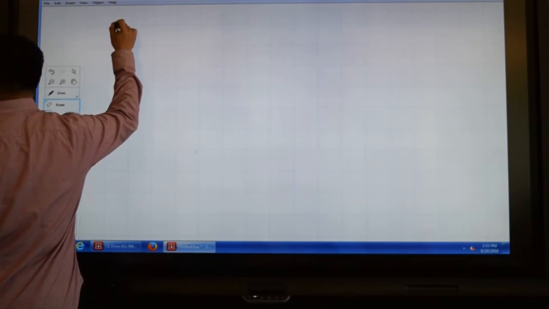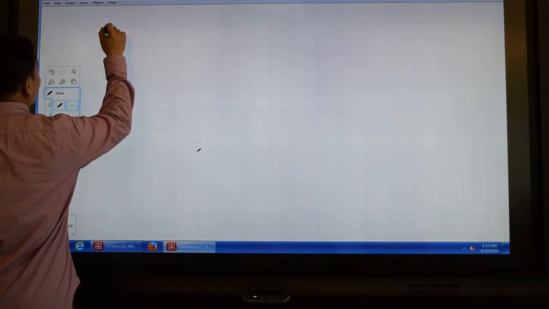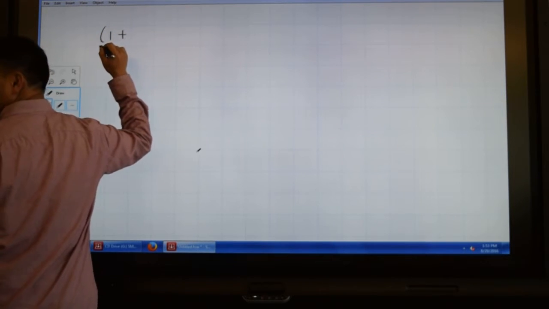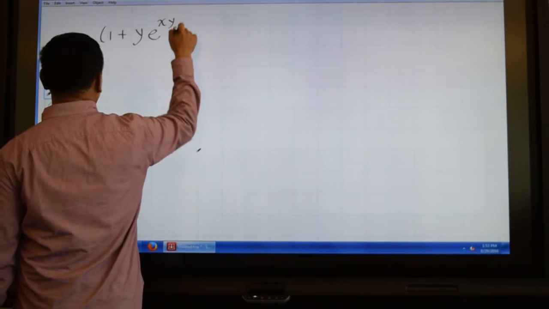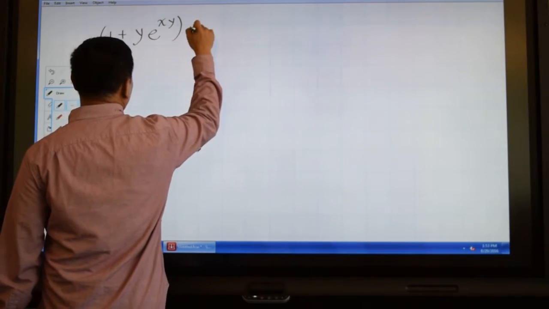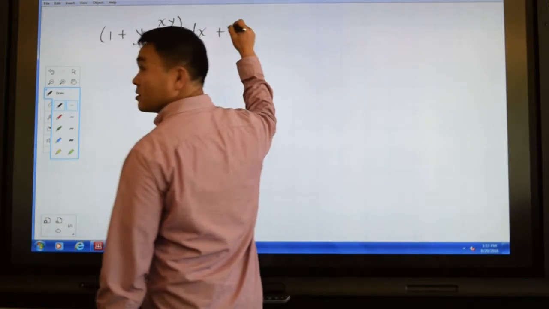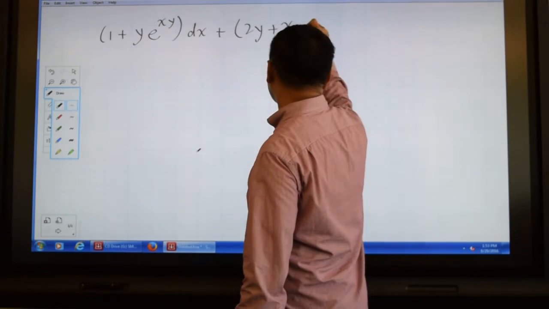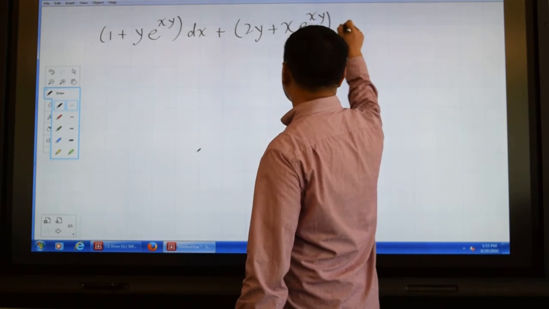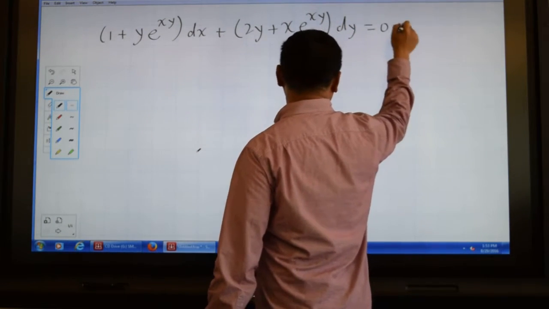Let's try an exact equation. (1 + y e^(xy)) dx + (2y + x e^(xy)) dy.